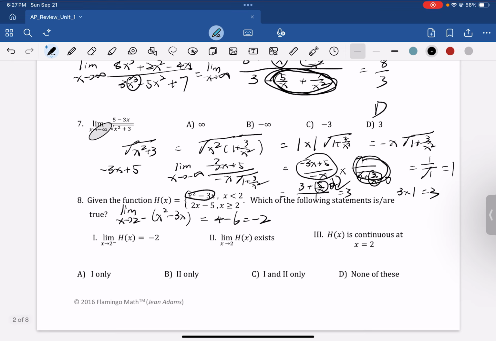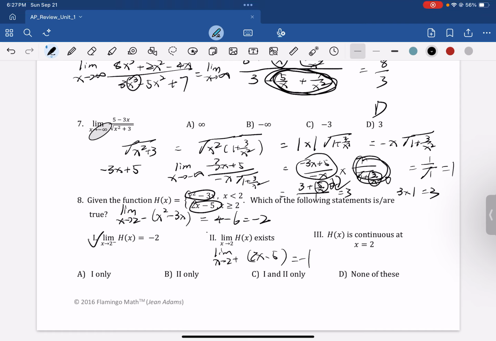And the next one asks whether the limit as x approaches 2 of h of x exists. So we have to analyze the right-hand side limit, as x approaches 2 from the right-hand side. If it goes to the right-hand side, it uses this function here, which is 2x plus 5. If we plug the number in, we got negative 1. So the limit doesn't exist because the right-hand side and left-hand side limits as x approaches 2 are not equal.